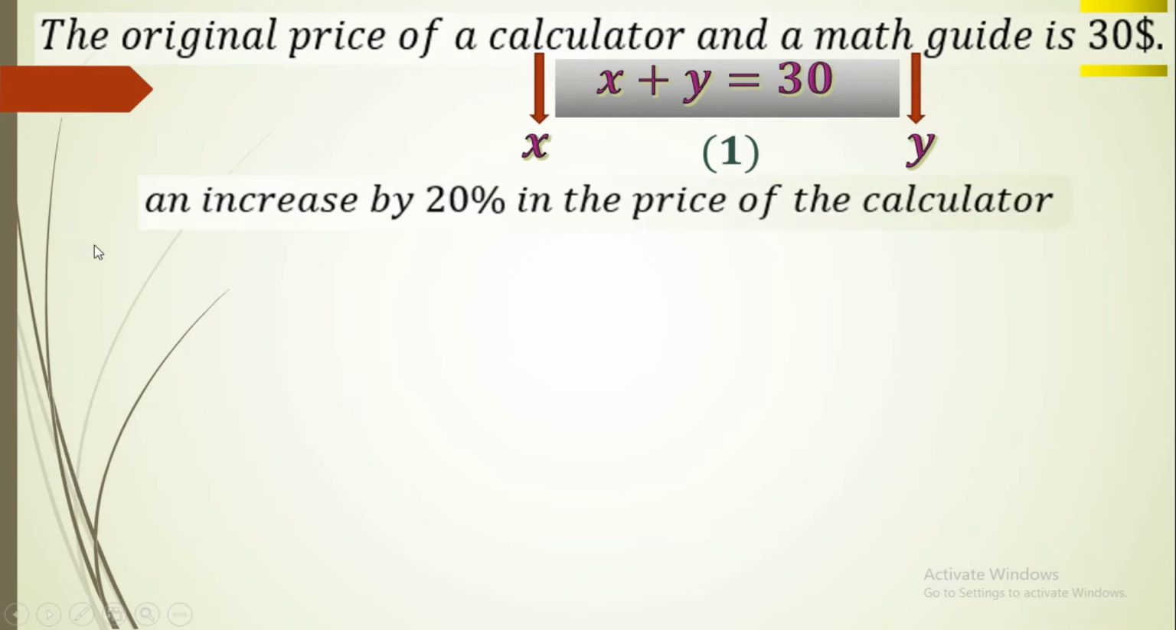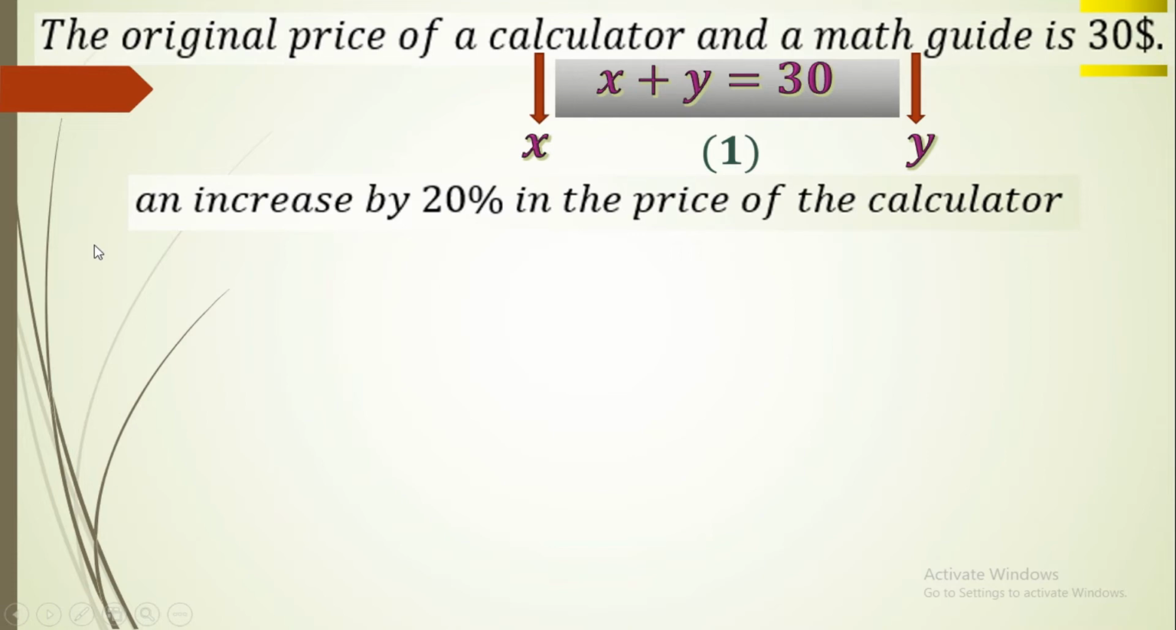Now let's analyze the other information. We have an increase by 20% in the price of the calculator. What does it mean? We have X is the price of the calculator. It will increase by 20%. 20% of what? 20% of X. We have increase, so it's a plus. So it becomes X plus 20% of X.